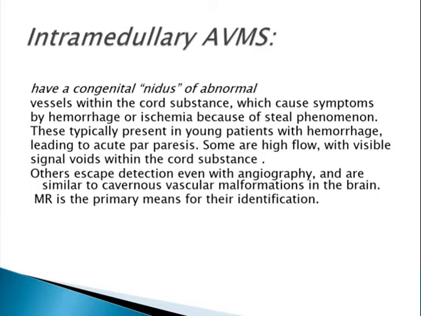So regarding the intradural AVMs, they are characterized by having a nidus, a center of abnormal vessels within the cord substance. This will cause symptoms by hemorrhage or ischemia because of a steal phenomenon. There will be shifting of blood from arterial to venous side directly through the nidus. It typically presents in young patients with hemorrhage causing acute paraparesis. Some of them are high flow, and visible signal voids within the cord substance will be seen.